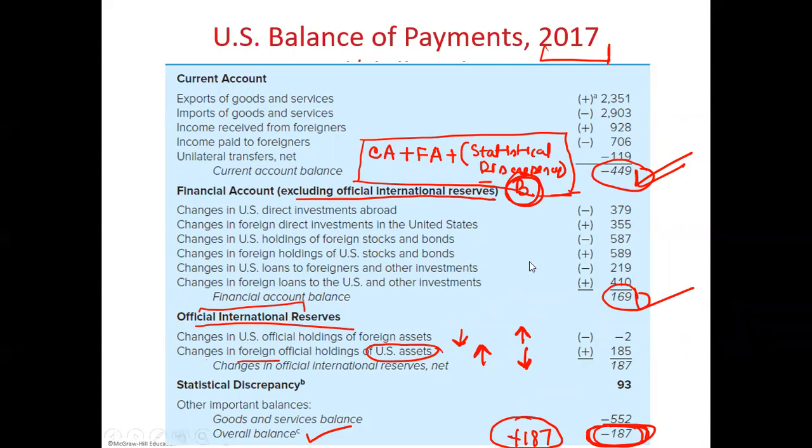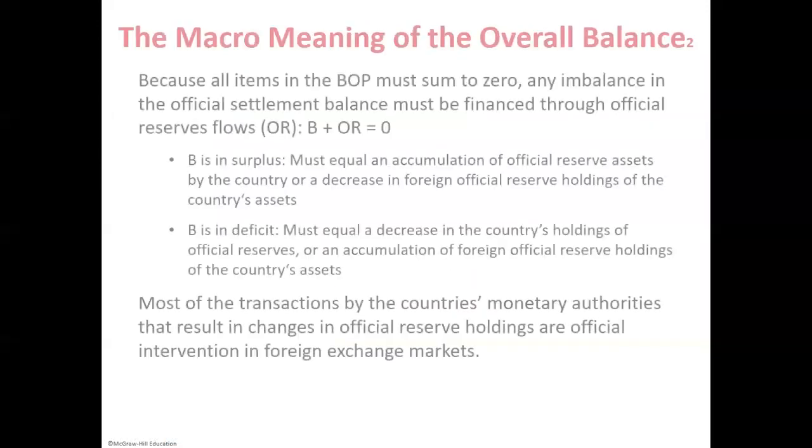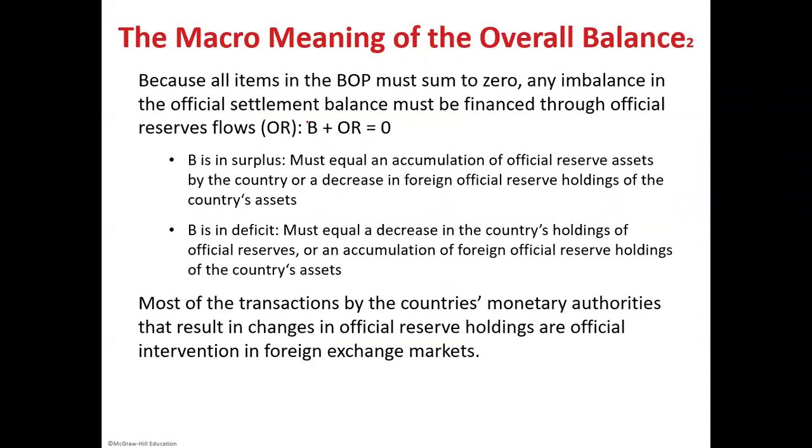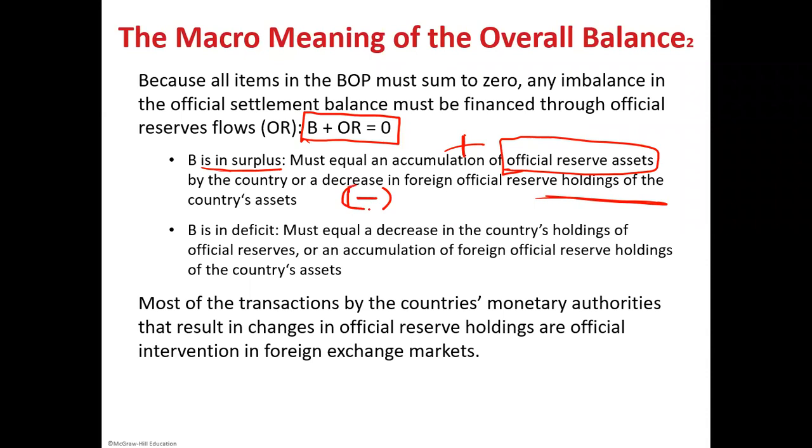So let me summarize what we have understood from this discussion. This is the equation that needs to hold. When we see the overall balance is in surplus, we will go for holding more official reserve asset. This will be added. And the foreigners' holding of US asset or our asset is expected to decrease.